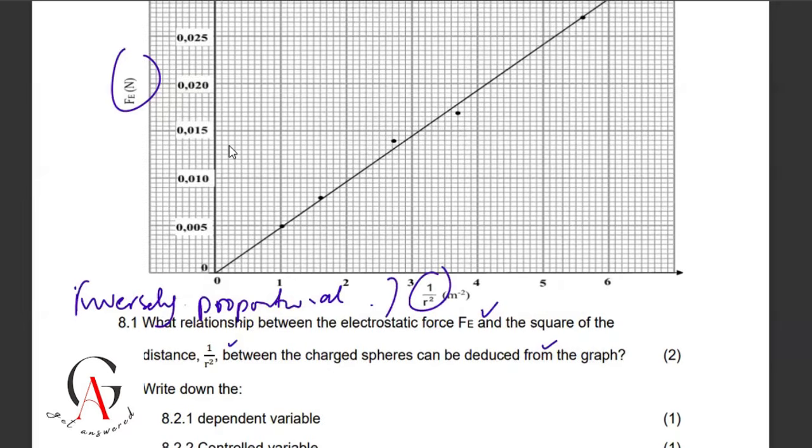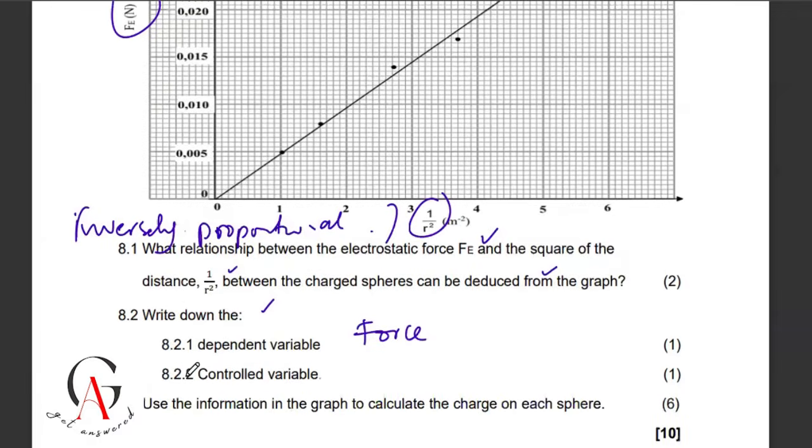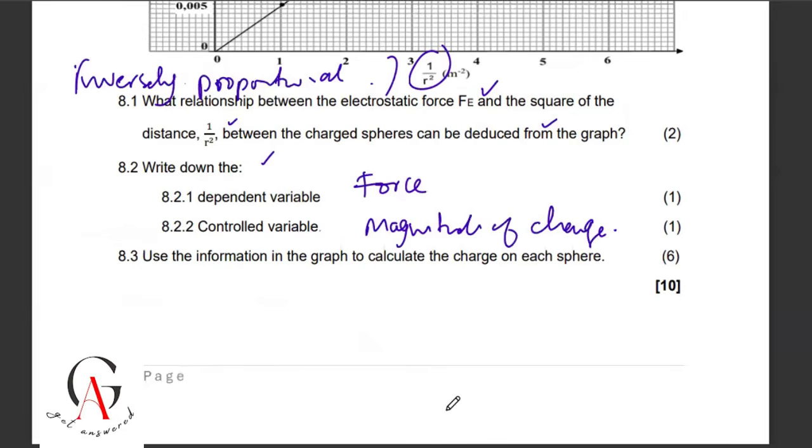Okay. Then 8.2, write down the dependent. So the dependent is basically the force. The controlled in this case is going to be the magnitude of the charges. Okay, because we can control the charges to be fixed. And then lastly, use the information to calculate the charge on each sphere. So if we get the gradient, will it give us something reasonable?